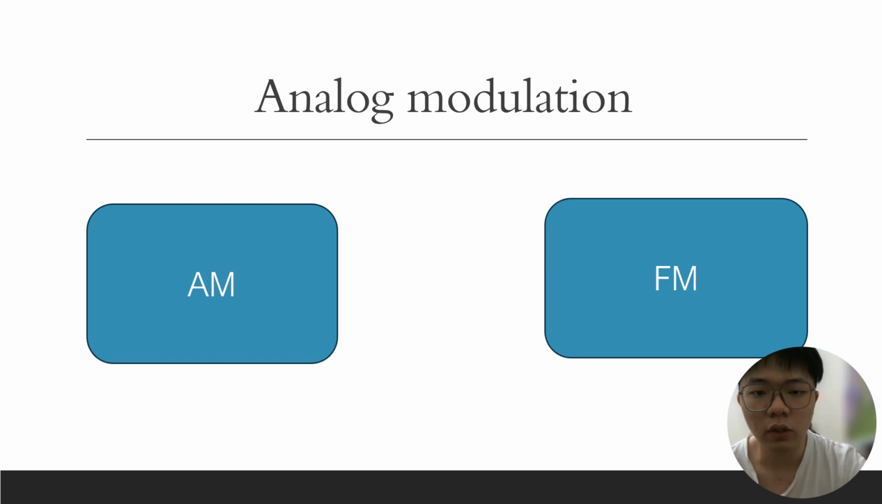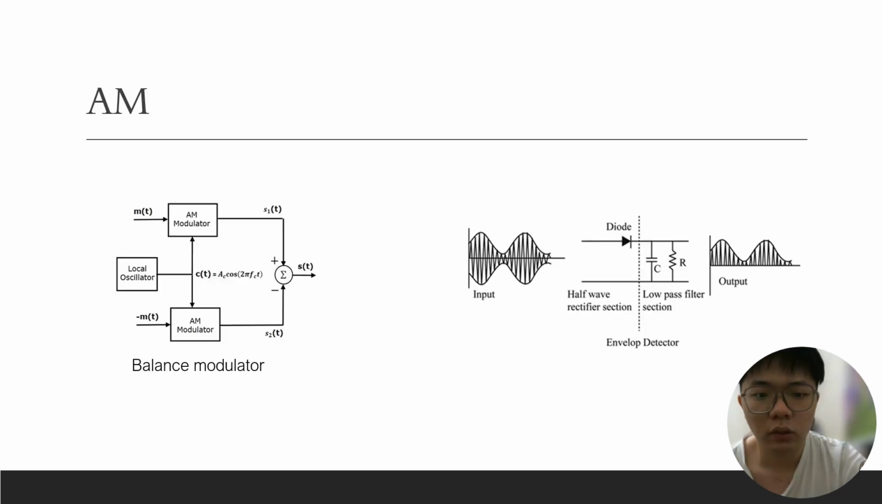In my presentation, I will present AM and FM. This is the AM modulator and demodulator, which are the balanced modulator and the envelope detector. For the AM modulator, the primary purpose is to superimpose a low-frequency information signal onto a high-frequency carrier wave by varying the amplitude of the carrier wave, allowing the information signal to be transmitted over long distances through radio waves.